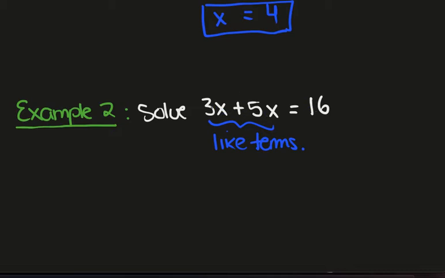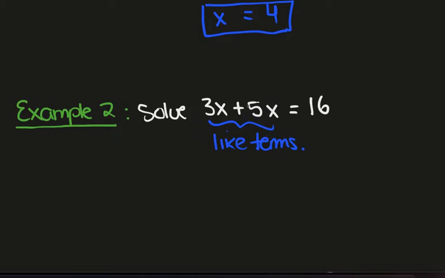The way to think about this is you can think of x as a placeholder for oranges, and if there's no x, then that could be the number of apples. You can't do 3 oranges plus 16 apples to get 19 of something, but you can do 3 oranges plus 5 oranges and get 8 oranges. That's the idea of like terms.